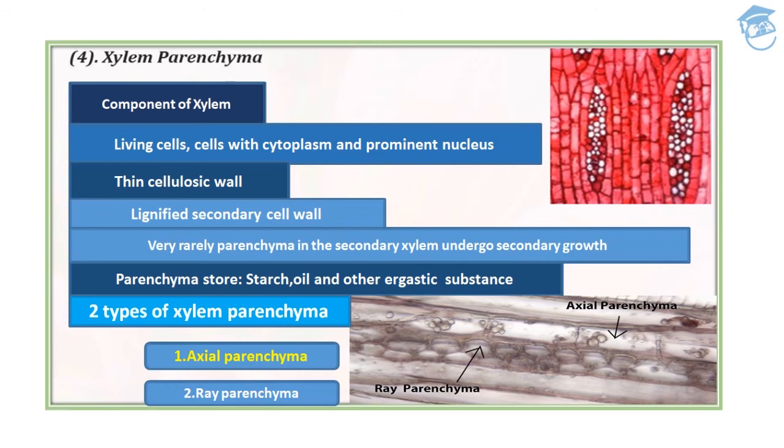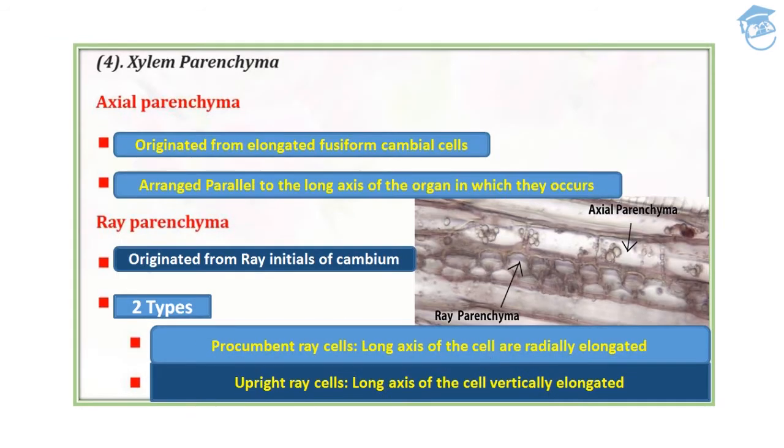Students, it is seen that two types of xylem parenchyma are there. First is axial parenchyma and second is ray parenchyma. So this is axial parenchyma and this is ray parenchyma. Okay, let's see what it is. Axial parenchyma originates from elongated fusiform cambial cells. Okay, and it is arranged parallel to the long axis of the organ in which they occur. As you can see, this is the long axis of an organ, so it is arranged parallel to the long axis of the organ in which they occur.